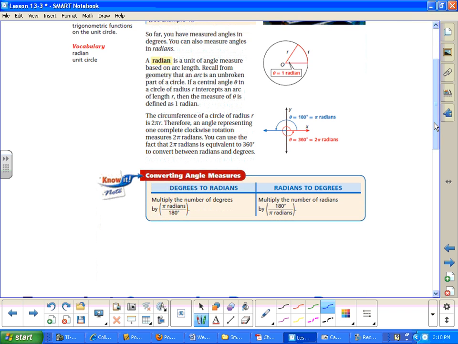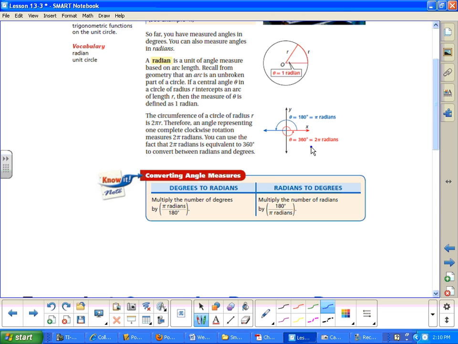Okay? Now, first of all, we know that all the way around the circle is 360 degrees. Okay? But in radians, it's 2 pi, because we assume for that the radius of our circle is 1. So when we're talking about radians going around the circle, it's 2 pi radians. And so halfway around the circle is 180 degrees, or pi radians.